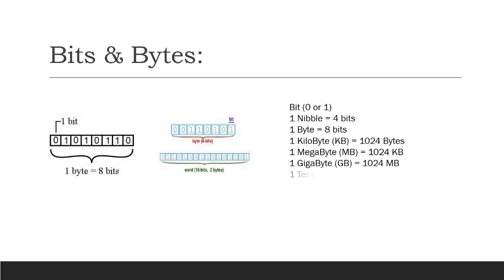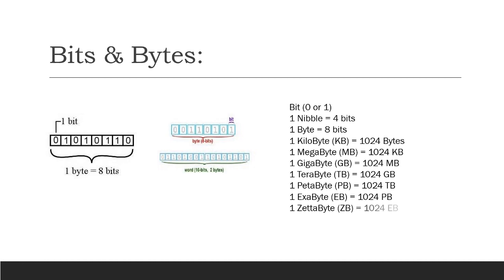Now, the next greater is terabyte, TB. 1 terabyte is 1024 GB. 1 petabyte, PB, is 1024 TB. 1 exabyte, EB, is 1024 PB. 1 zettabyte is 1024 exabytes. And next larger unit is yottabyte. 1 yottabyte, YB, is 1024 ZB. And 1 brontobyte, BB, is 1024 YB. This is the hierarchy of memory measuring.